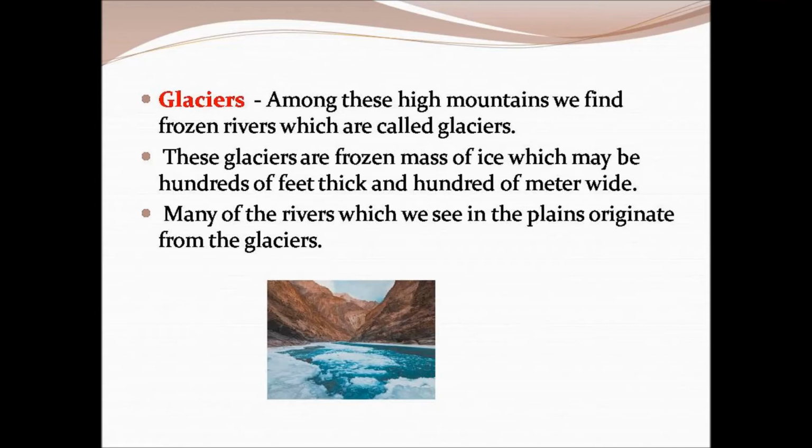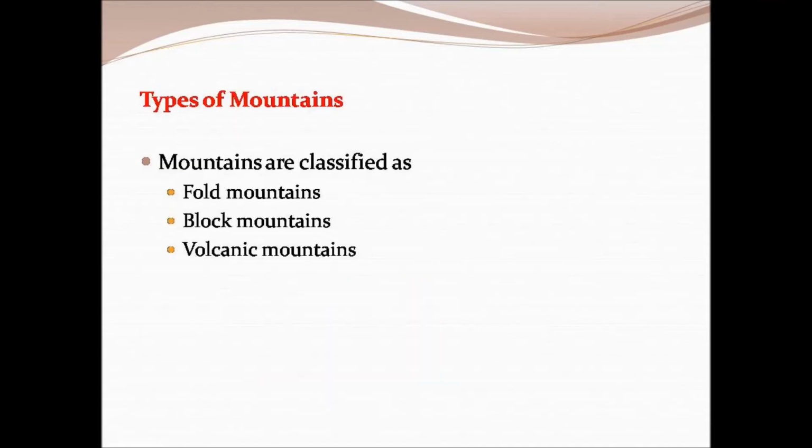These glaciers are frozen masses of ice. The thickness of these glaciers is about 100 feet, and they are hundreds of meters wide. So most of the rivers which we see originate from these glaciers. Next we will study the types of mountains. Mountains are classified as fold mountains, block mountains and volcanic mountains. And now let us study about them one by one.